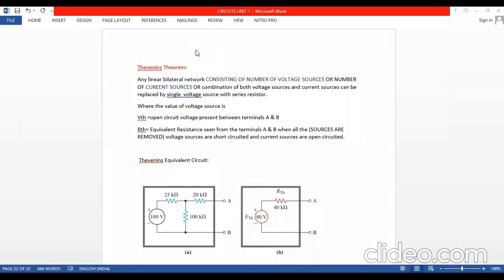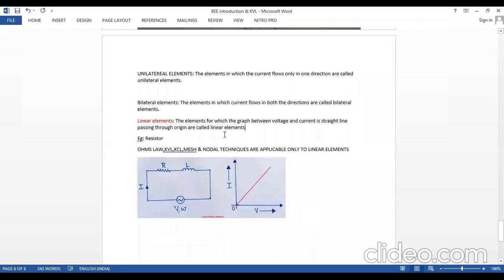Now, for this one, in the new document, you can also take a screenshot. What are bilateral elements? The elements in which current flows in two different directions are called bilateral. And what are linear elements? This is very important. If I am taking a resistor and checking its behavior, I am passing the current through the resistor. If the graph between voltage and current is a straight line passing through the origin, then it is called a linear element. So we have written the definition: elements for which the graph between voltage and current is a straight line passing through the origin are called linear elements.